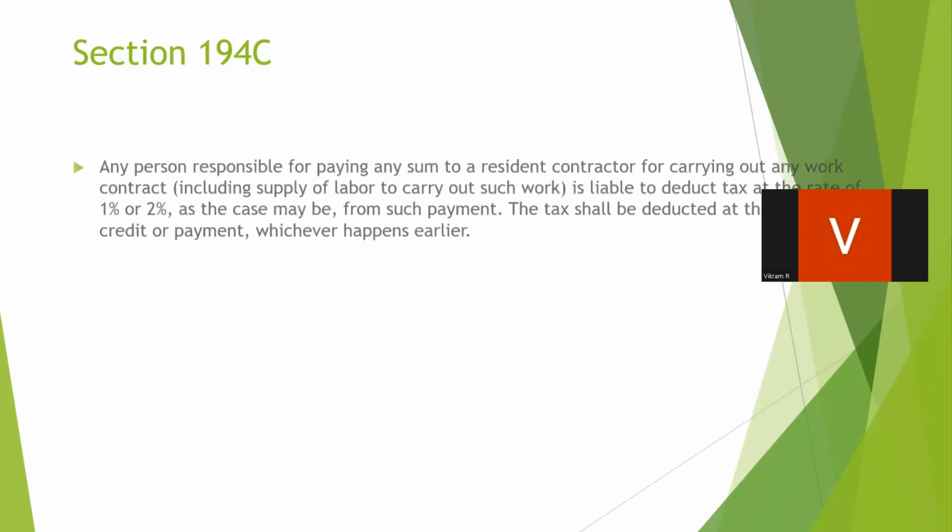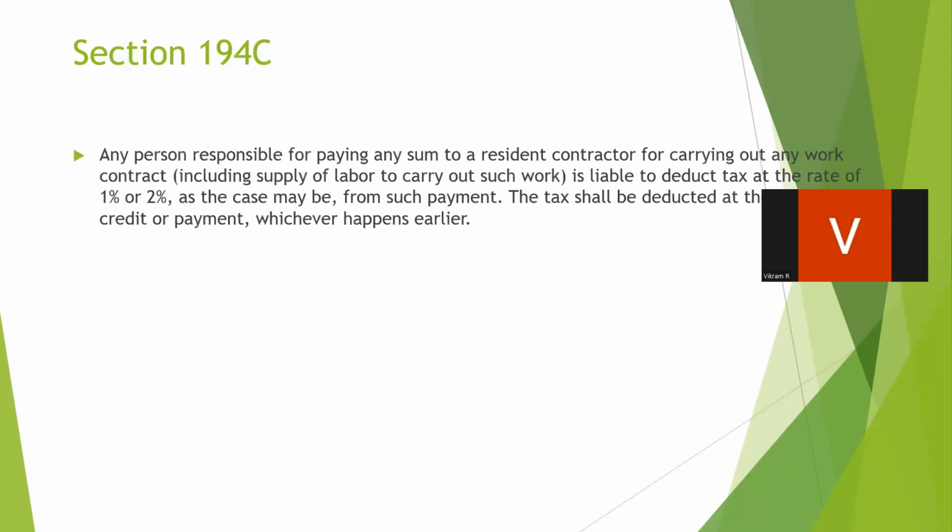Section 194C: any person responsible for paying any sum to a resident contractor for carrying out any work contract is liable to deduct tax at a rate of 1% or 2%, as the case may be, for such payment. The tax shall be deducted at the time of credit or payment, whichever happens earlier. Here, if a payee and a payer come into a contract, they have to deduct under 194C. That is, the payer is liable to deduct TDS at 1% or 2%.